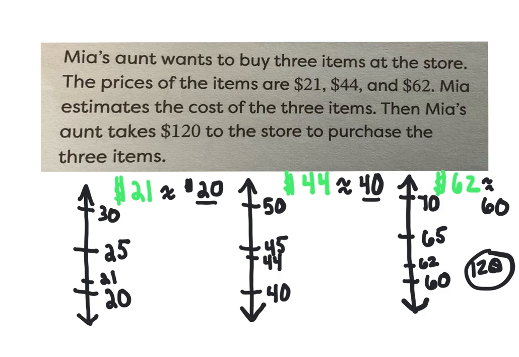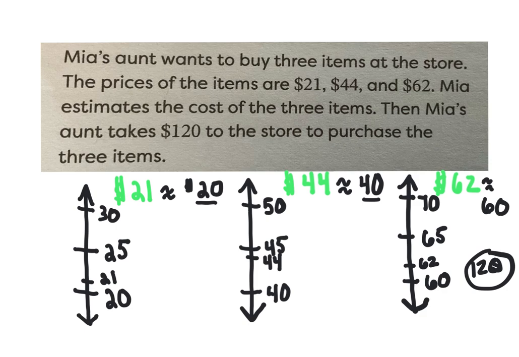If we focus on this problem, did rounding to the nearest 10 help Mia accurately determine how much money her aunt needed to purchase the items? Definitely not. Her aunt maybe needs $7 more. Mia estimated too low because all the prices were higher than the rounded numbers. There's also the tax that the store puts on items when you purchase them. Mia rounded each price to the nearest 10, but that did not help her determine how much money her aunt needed to take to the store.